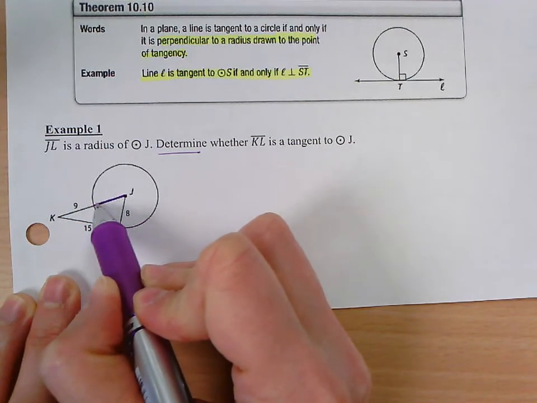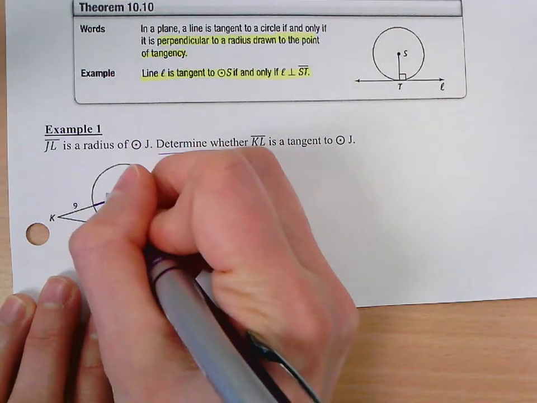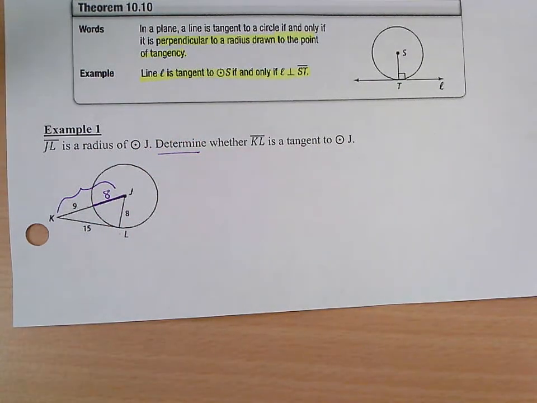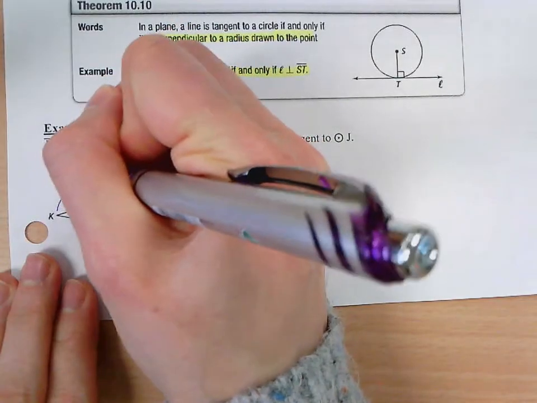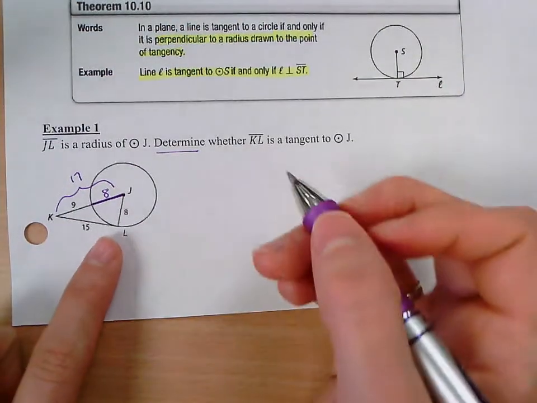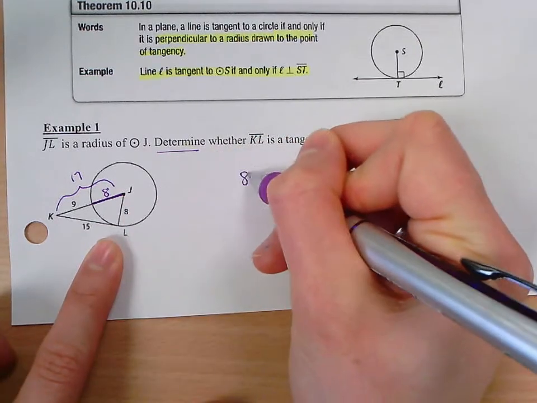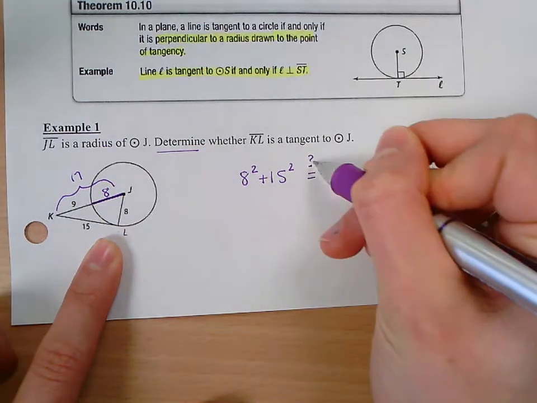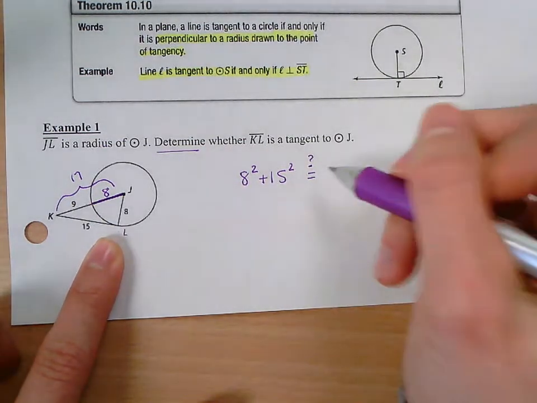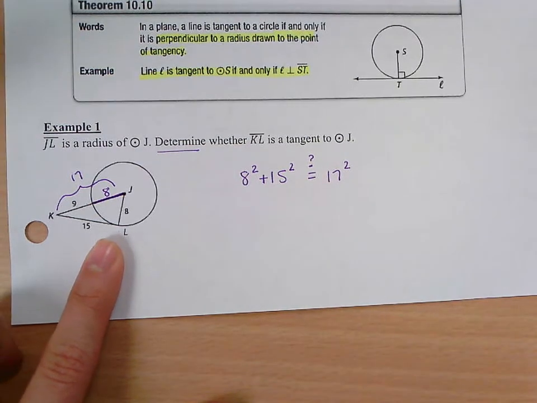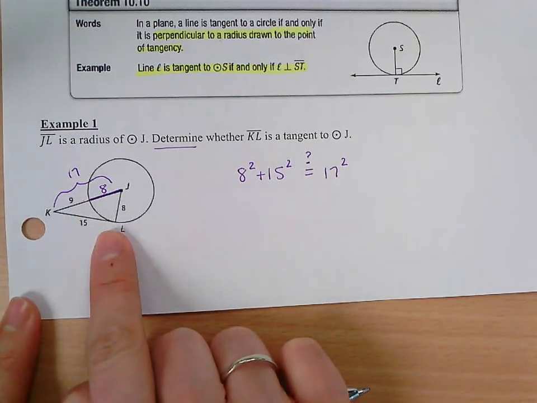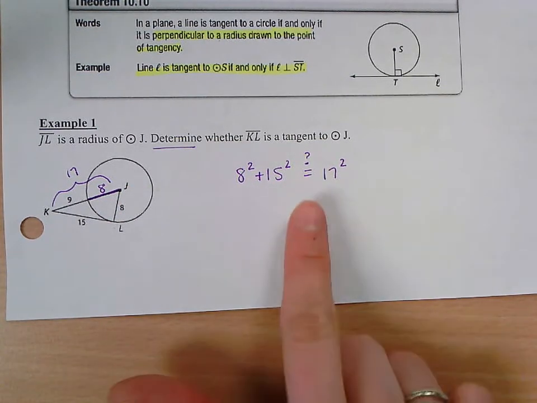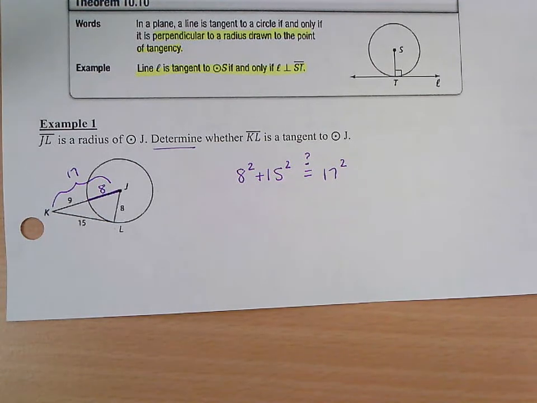Anyone know what this length would be? 8. It's also a radius. So that means this hypotenuse, or what we would think of as the hypotenuse if this is a right triangle, would be 17. So I'm going to determine, does 8 squared plus 15 squared actually equal, so I'm putting a question mark above it because I don't know if it does, does it equal 17 squared? If it does, then I know this is a right triangle. I know that JL and KL are perpendicular. I know it's a tangent. If they're not equal, then I know it's not a tangent because it's not a 90-degree angle.